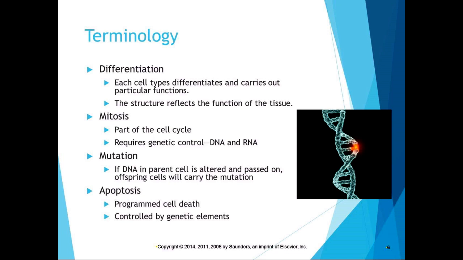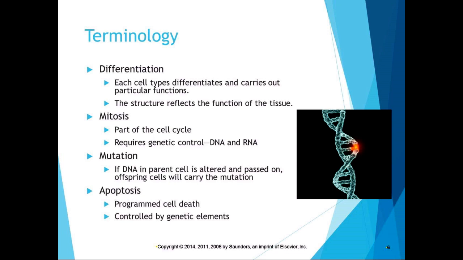Mitosis is the part of the cell cycle where the cell splits into two daughter cells, and it requires genetic control, DNA and RNA. A mutation is if the DNA in a parent cell is altered and passed on. The offspring cells will carry the mutation. So this is the bad copy that keeps getting copied.